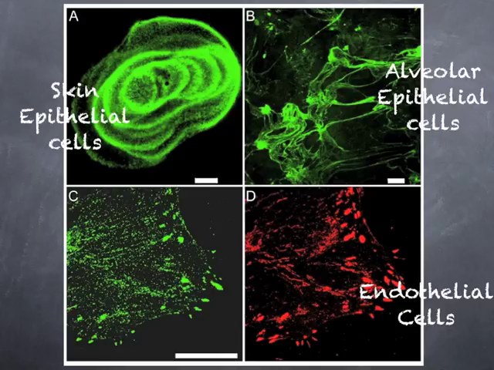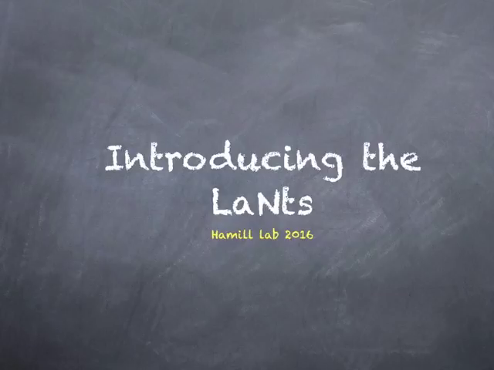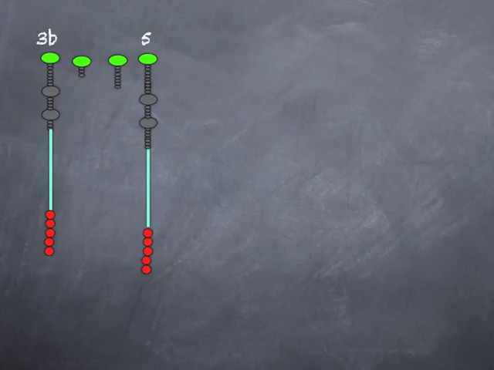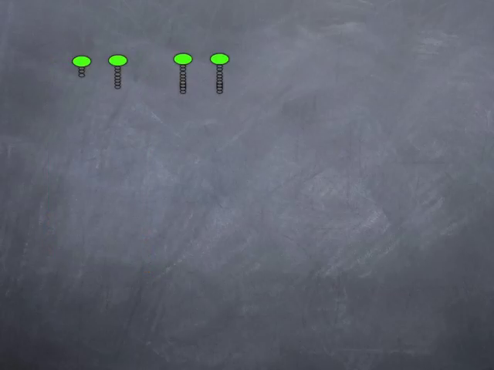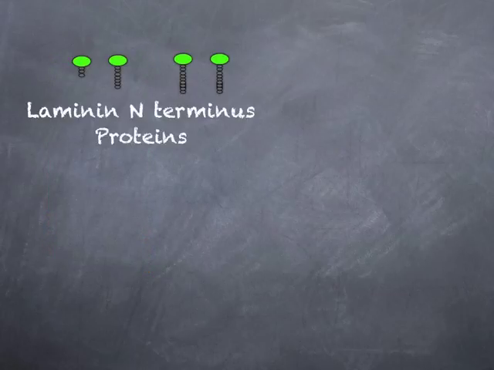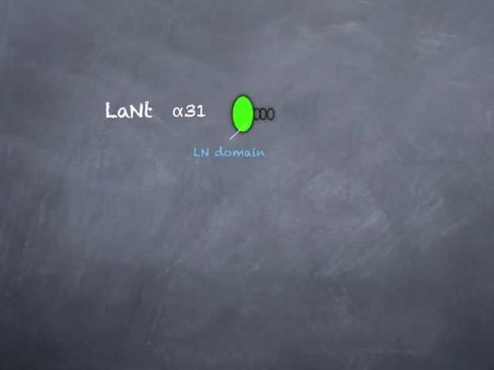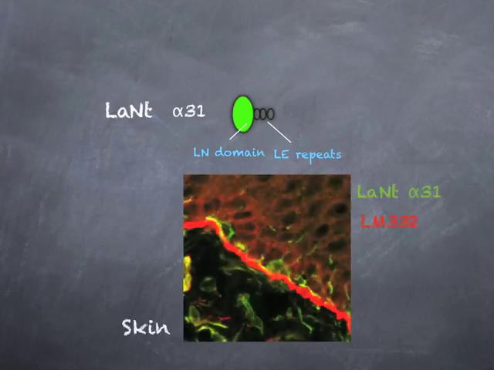So next I'd like to introduce the LaNts, which are our own little babies. So when I was studying one of these rare genetic diseases, we noticed that there were a number of transcripts derived by alternate splicing from the N terminus, the 5' end, of laminin encoding genes. We now call these the laminin N-terminal proteins, or LaNts. And they're named in the same sort of way, based on the chain that they're derived from. Most of our studies are focused on LaNt alpha 3-1, which contains an LN domain and a short stretch of LE repeats, but no LCC domain, so it cannot actually form a trimer with laminins.